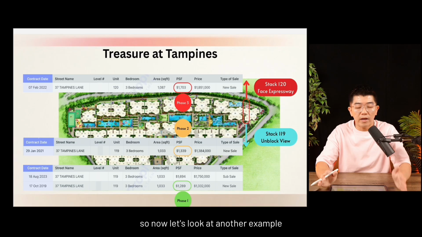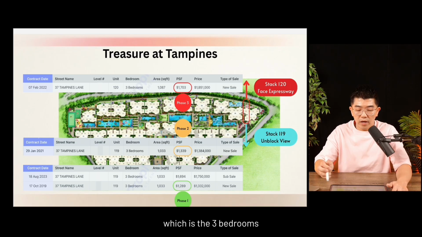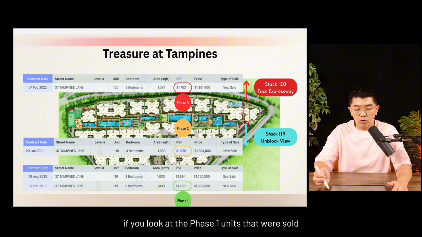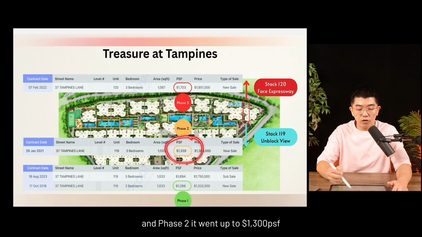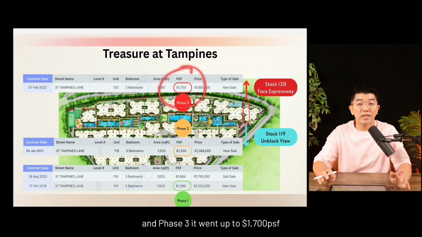So now let's look at another example, which is the 3-bedrooms. If you look at the phase 1 units that were sold, they were all going at about 1,002 PSF, in phase 2 it went up to 1,003, and in phase 3 it went up to 1,007 PSF.